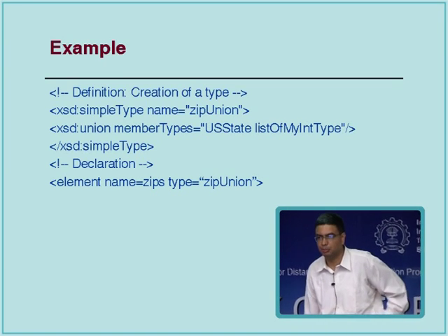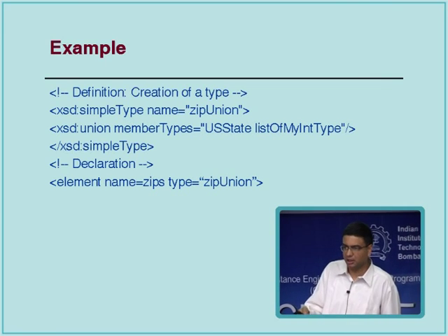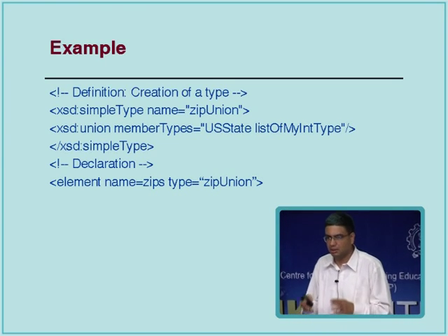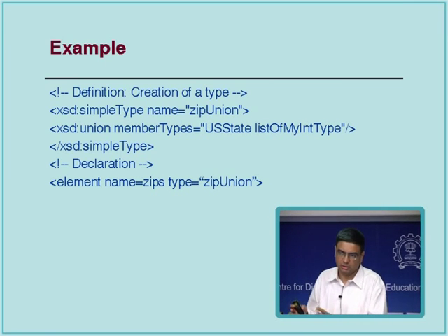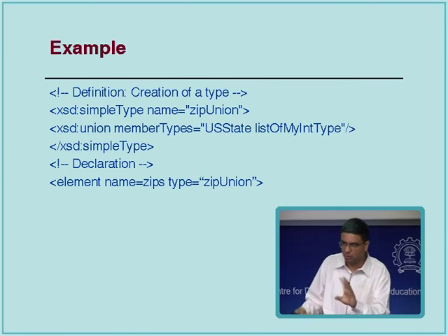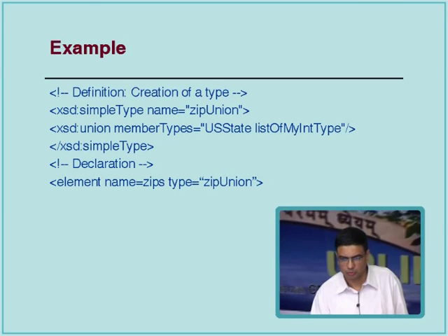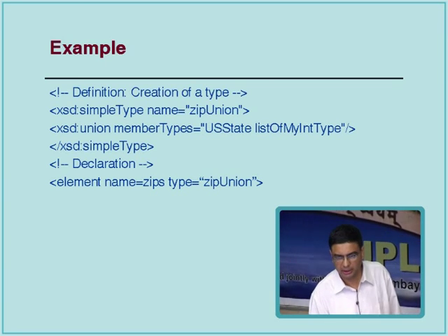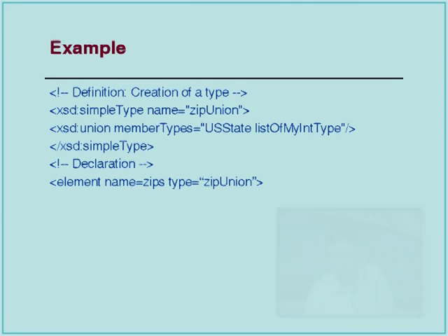Creation of a type called zip union. And the zip union is actually a union type. We'll see what a union type is. It's just a simple example. So that has either a bunch of state zip codes, or it has a bunch of integers, some random integers. Right, so it's a union, so one of the two will be picked. So here the declaration is shown down here, right? So which actually uses the zip union, and I will declare an element of type zip. So this is also part of the schema definition.